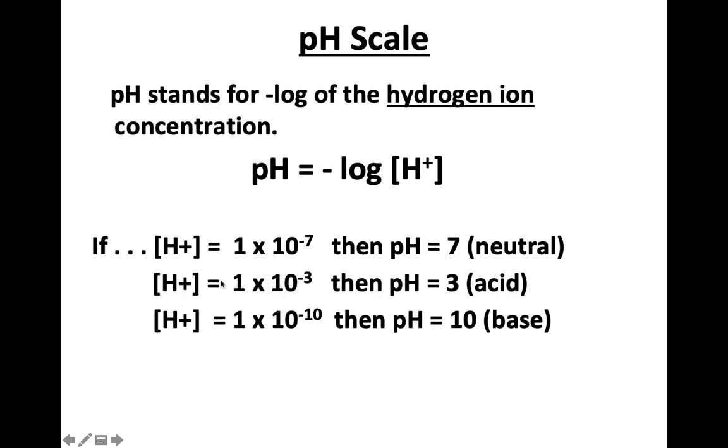Then if you have 1 times 10 to the minus 3, that would mean it has a pH of this number, 3, which makes it an acid. If it has a hydrogen concentration of 10 to the minus 10, guess what? It would have a pH of 10, which makes it a base. So all you're doing is just looking at this exponent and dropping the minus. That's it. I mean, we can go into details if you want math stuff, but it's the end of the year, and just, who cares? Just look right there.